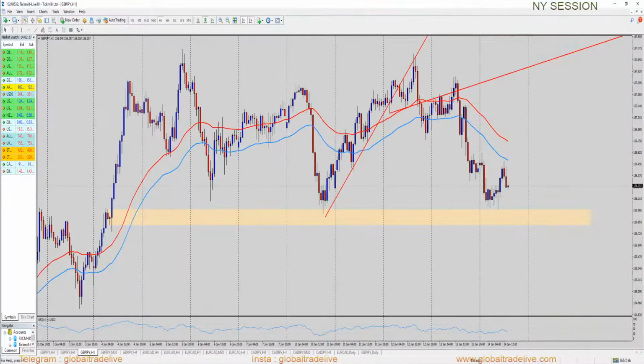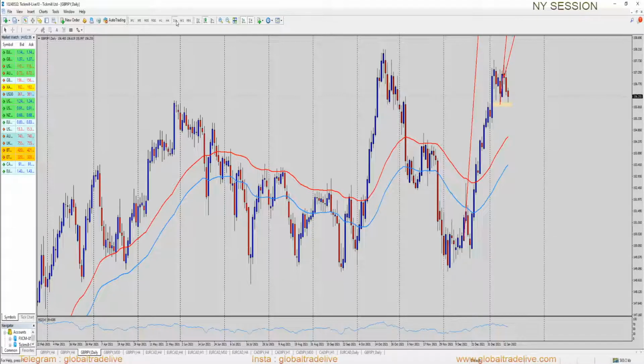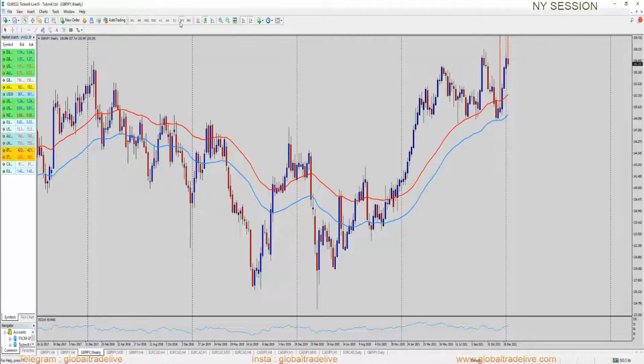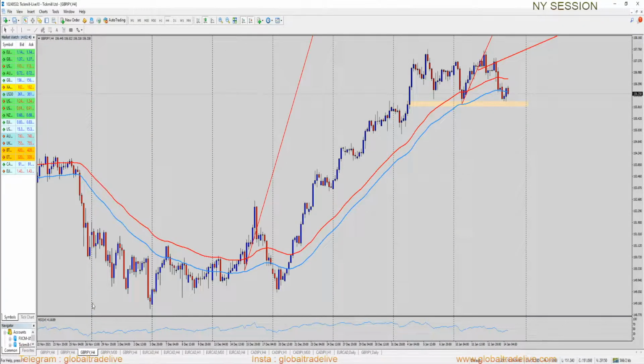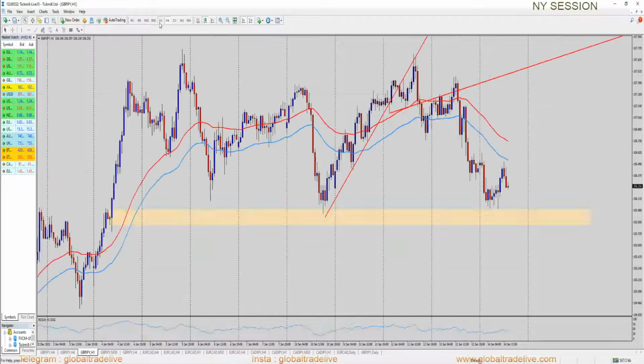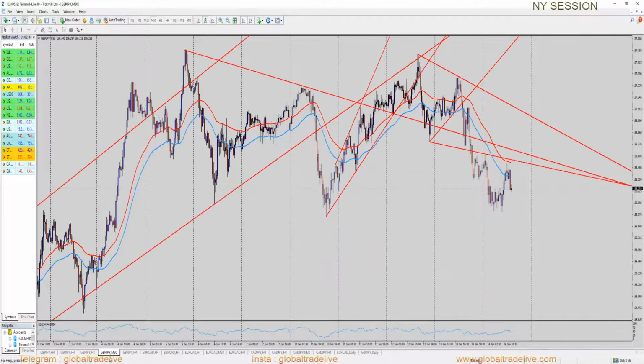So let's have a look over here. So according to me, GBP will be moving down to this area, and the 4-hour is also telling the same thing. Also daily is also bearish, weekly is also rejecting the areas, so I don't think that there will be any kind of a problem. And 30 minutes also coming down.